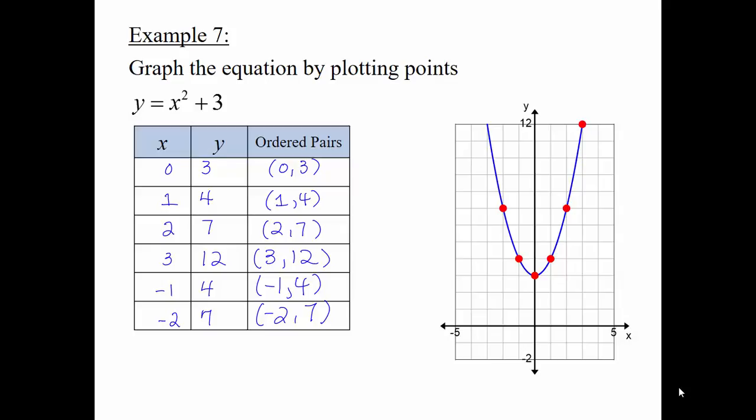Now if you remember that the basic parent function of x squared is a parabola, and that plus 3 out on the end is an upward shift, you would already know pretty much how this would graph.